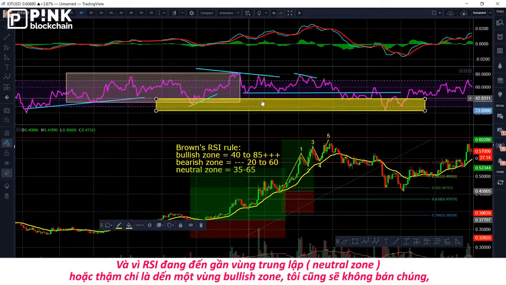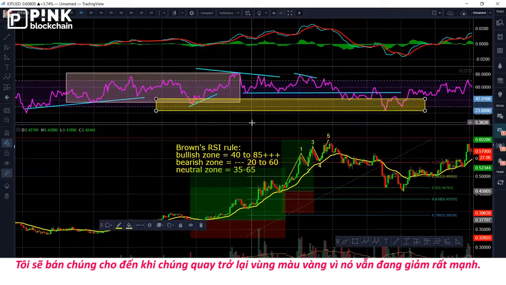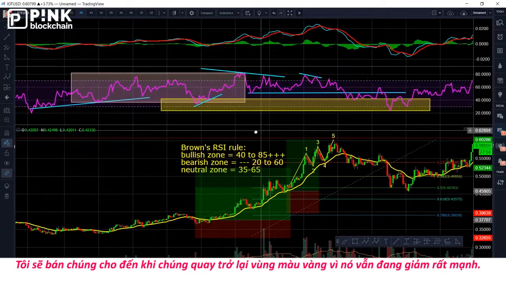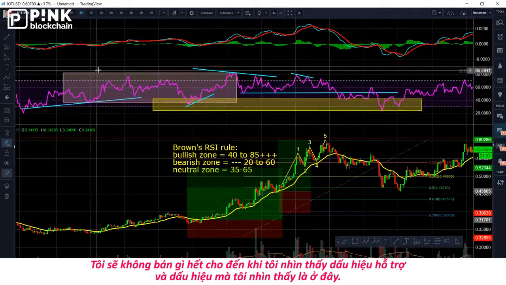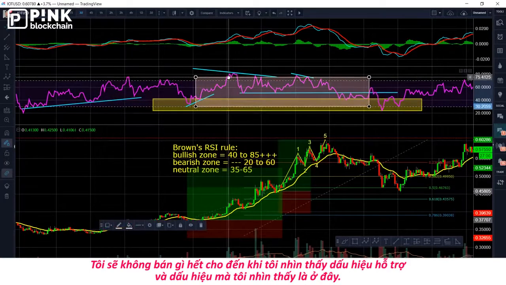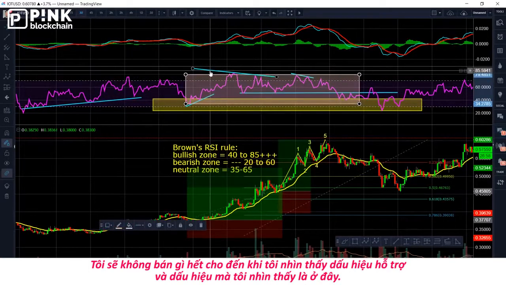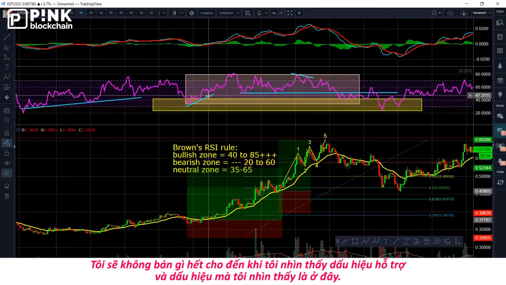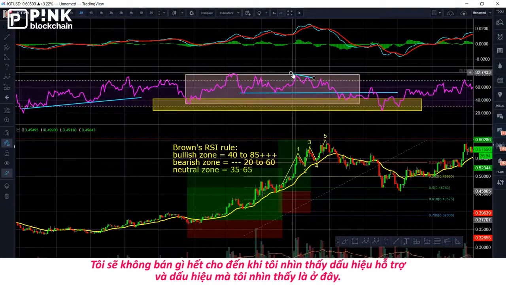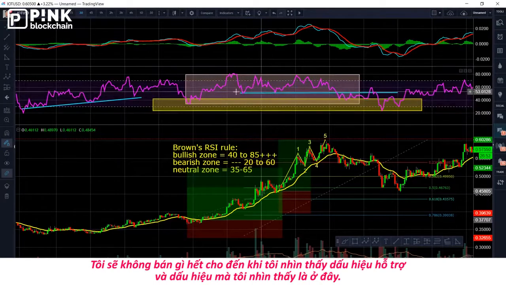And because it didn't even come close to my neutral zone or even to the less bullish zone, I wouldn't have sold it, guys. I wouldn't have sold it until it reached this yellow zone of mine because it's still very bullish. In fact, I wouldn't have sold it at all. If I entered a trade right here on the bounce, I wouldn't have really sold it until I confirmed some sort of support. And the support that I found was right here, okay?